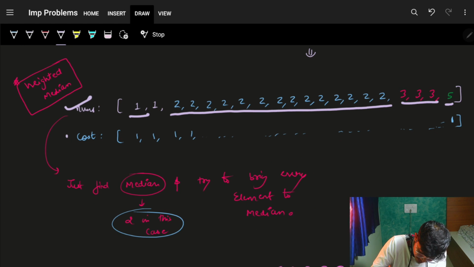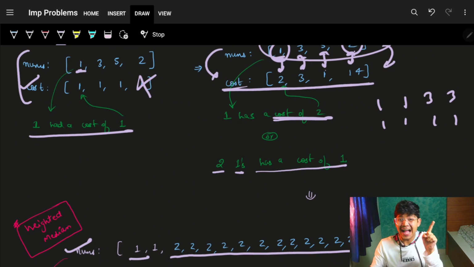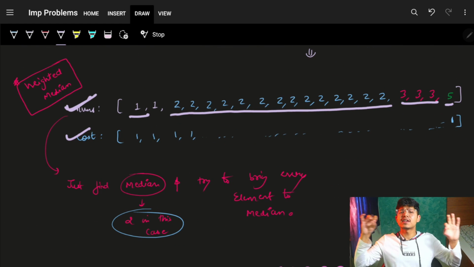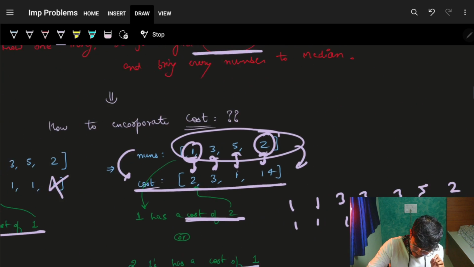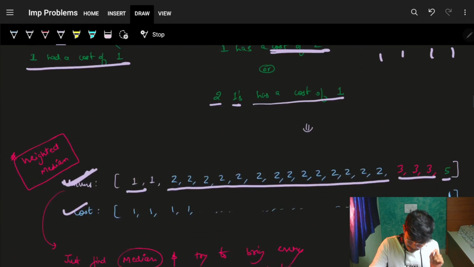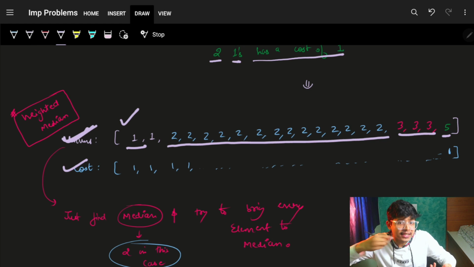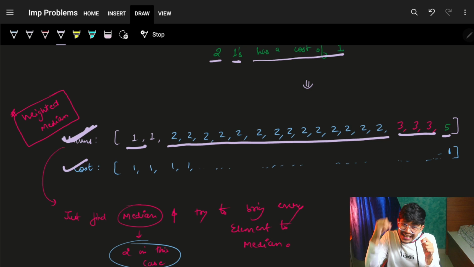Now I have this nums. The cost is nothing but 1 for everyone, because I imagine my answer at the cost of 1. That's the reason I can transform my nums itself. Everyone has a cost of 1 now. We were finding the median on this. Now making this array and then finding the median on this is nothing but a weighted median you are finding out. That is how you learn another new concept.